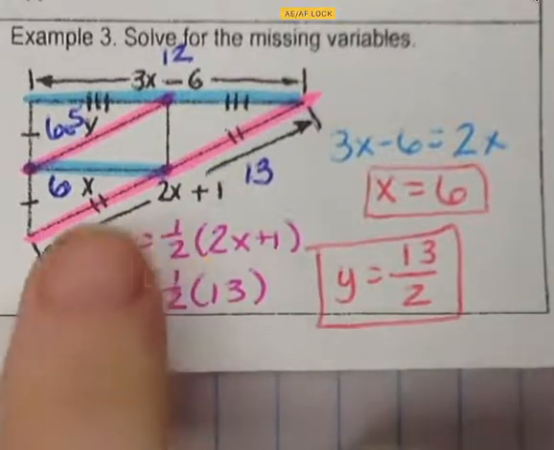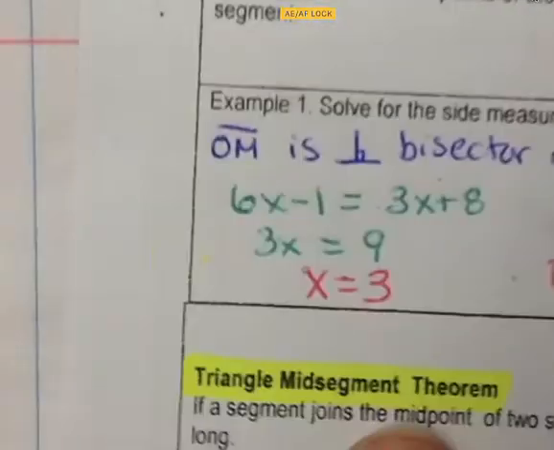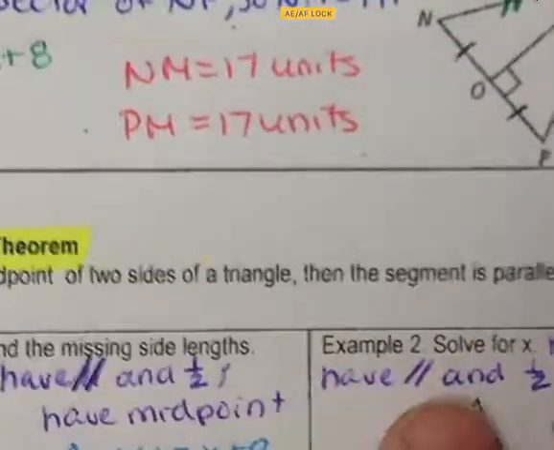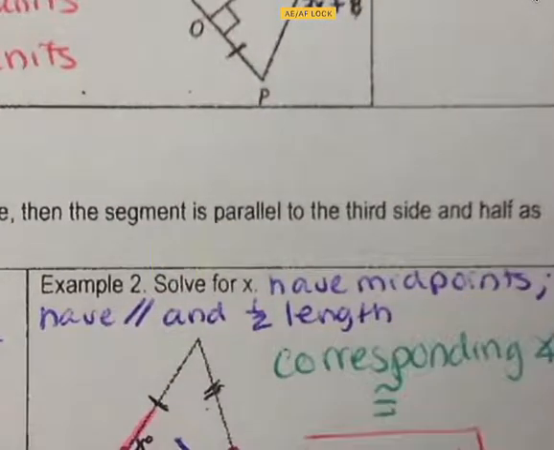So again, you could be given the first part of the theorem or the second part of the theorem. And if you're given all of the first part, you can prove all of the second part. If you're given all of the second part, the parallel and half as long, you can prove the first part.